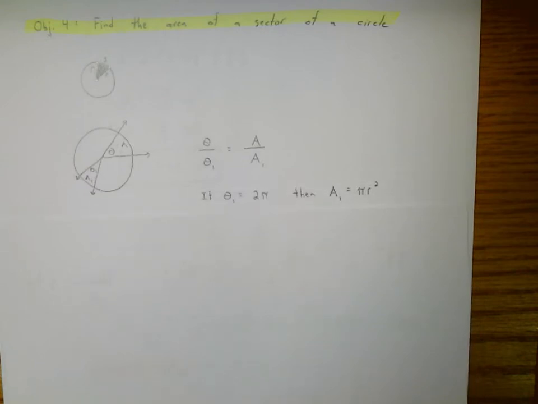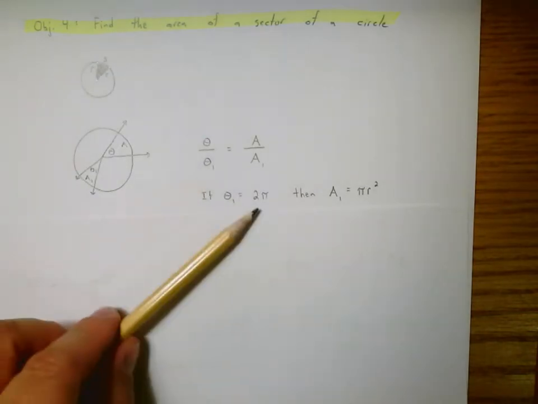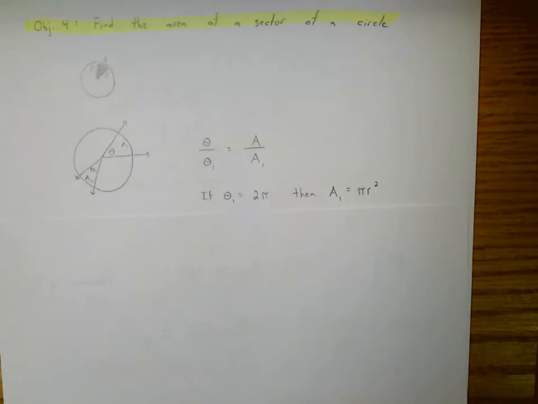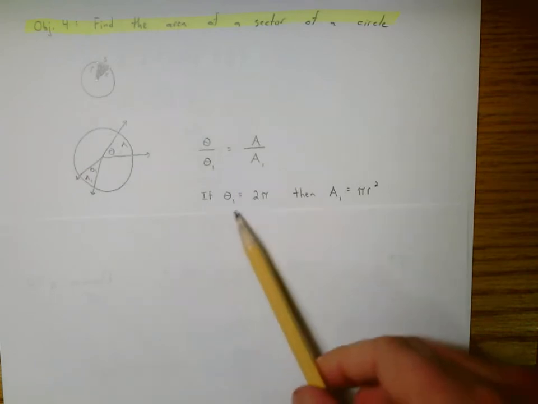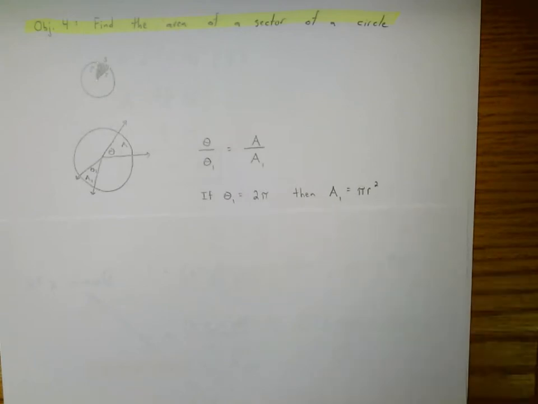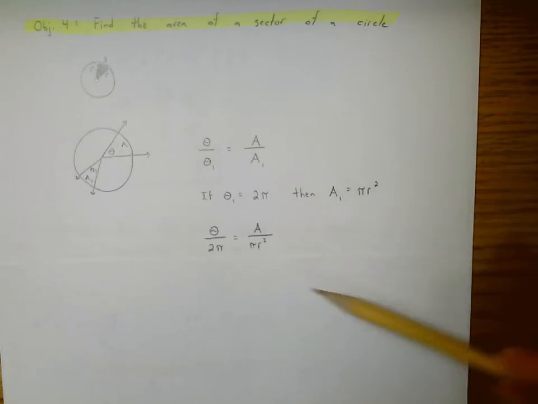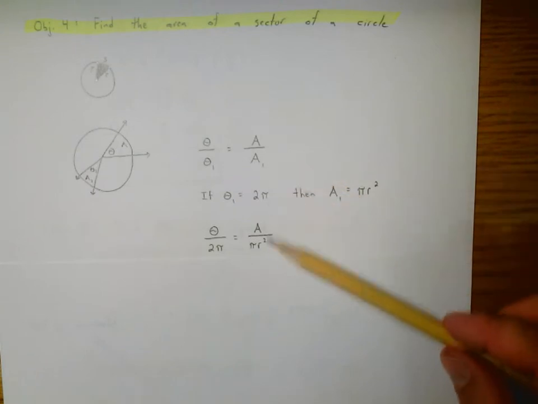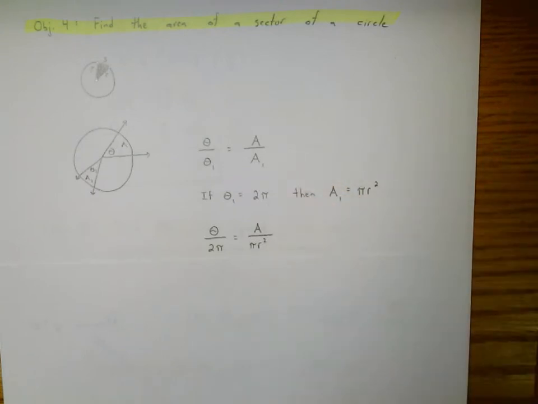For our needs, I'm going to say that we're going to examine a sector with a central angle of 2 pi. Right? Now, if a sector has a central angle of 2 pi, what does that mean about our sector? That means it's the full circle, because 2 pi radians is one full revolution. Therefore, if this is a full circle, we know the area of a full circle is pi times radius squared, right? Area equals pi r squared.